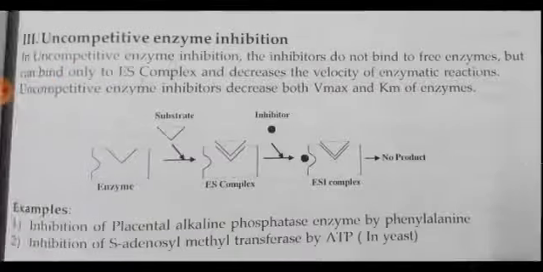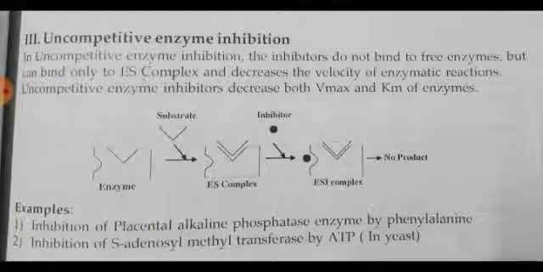Next we are going to discuss uncompetitive enzyme inhibition. In uncompetitive enzyme inhibition, the inhibitor does not bind to free enzyme. It will not bind to any free enzyme, but it can bind only with the enzyme-substrate complex and decreases the velocity of enzyme reactions. Uncompetitive enzyme inhibition decreases both Vmax and Km of the enzyme.